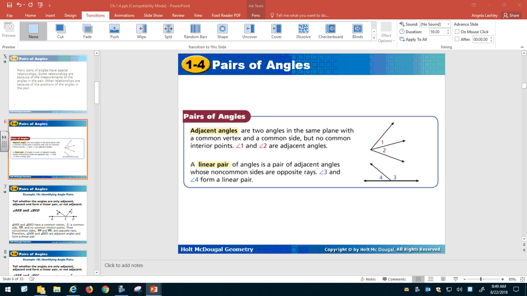So these are not adjacent. Just because they touch at a common point doesn't make them adjacent. The entire side of the ray has to touch the other entire side of the ray. Okay? So we're going to practice in just a second.